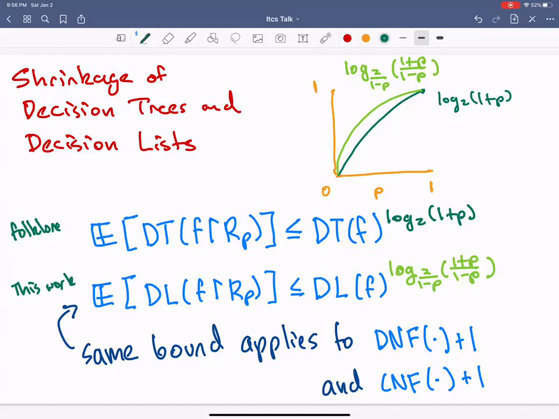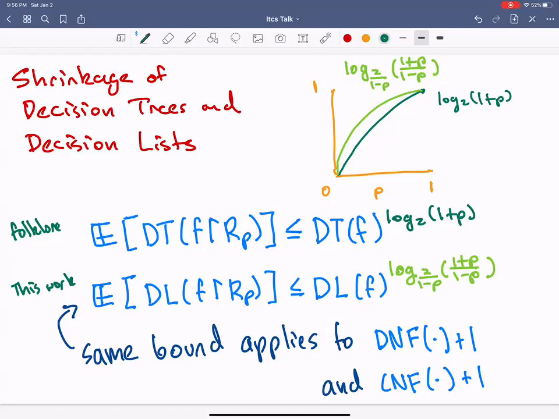So it's saying that the shrinkage of decision lists looks like decision trees, even though decision lists are a more powerful model. And the same proof gives the same bound if you replace decision list size by DNF size plus 1 or CNF size plus 1.